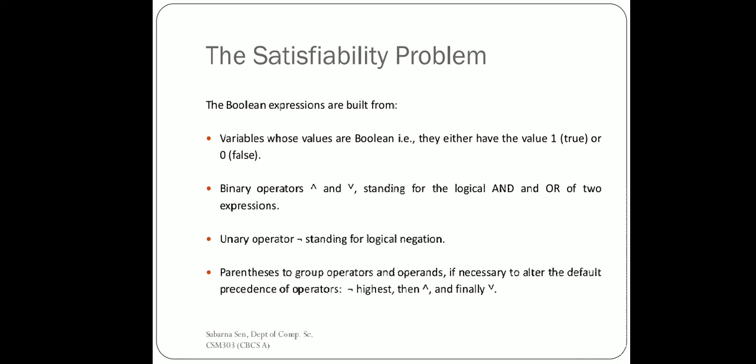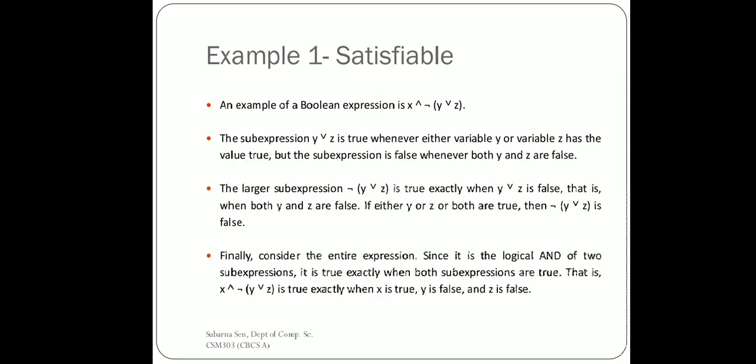Now if we have to go for precedence, parentheses are used to group together, and we know the precedence: the unary operator has the highest precedence among the operators, and then AND, and then OR, right? Now if we have an example of x AND NOT of (y OR z), the sub-expression y OR z is true whenever either variable y or variable z has the value true. We know that.